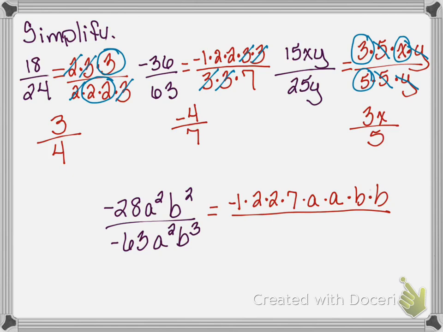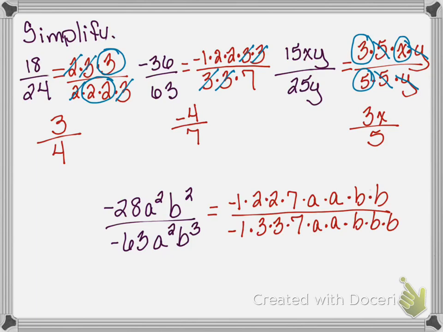Okay, now in the denominator, I've got -63. So I have a -1, and then I've got 9 times 7. But 9 breaks down further. What is it? Good. So -63 is -1 times 3 times 3 times 7. Then I have a squared and b to the third.